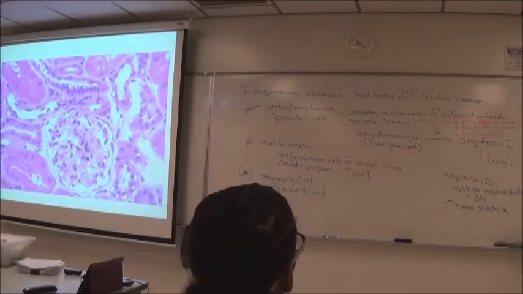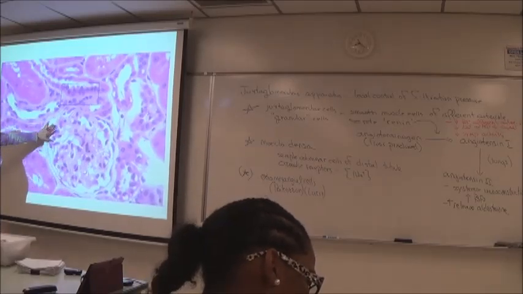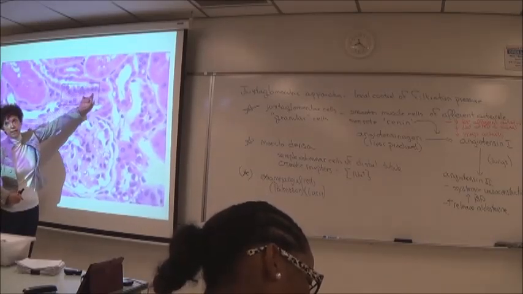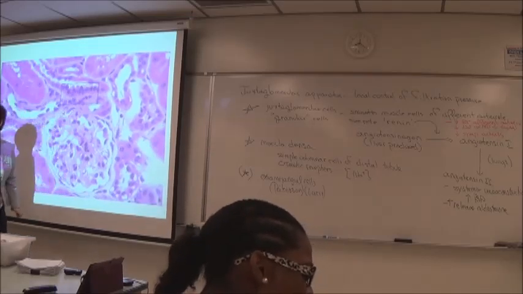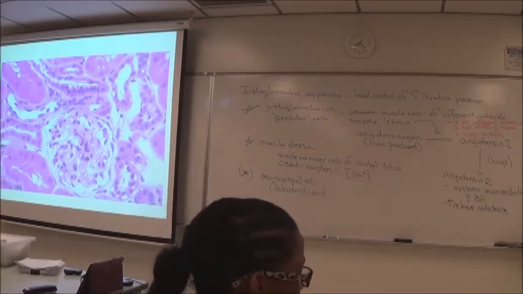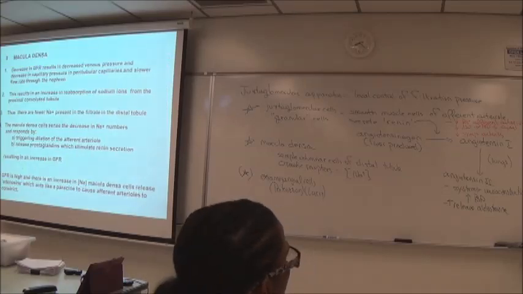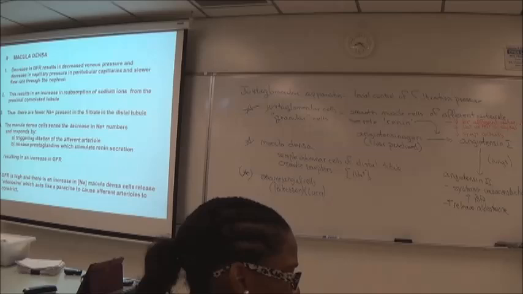Here's another view. You recognize the capsule now, all right? Here's the macula densa. See why it's called a macula densa? Because the nuclei make this dense spot. So when you're looking at the microscope slides today, you can try to find those regions. So this is just a review of what we just described.